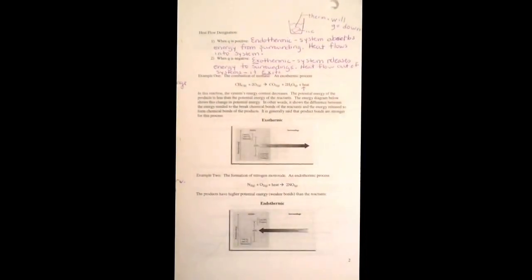I want you to look at this paragraph of text here. This is kind of confusing, so let's read through it together. In this reaction, the system's energy content decreases. It's releasing energy as heat. The potential energy of the products, let's think about that. Any energy being held here is less than the initial potential energy. So these burned and created energy because they had the potential to do so.